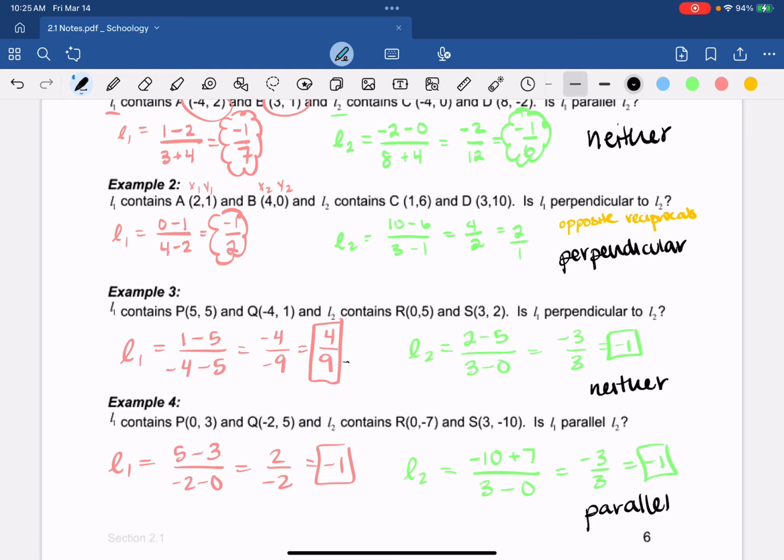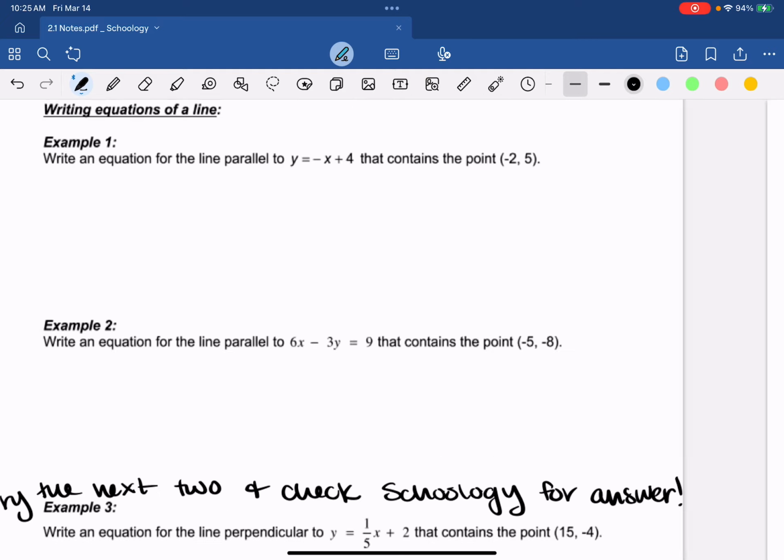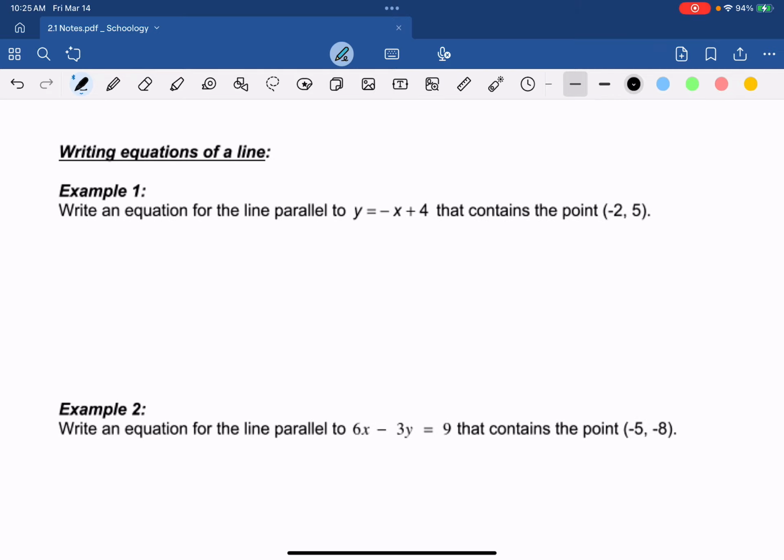All right, let's look at our next page here. Now, we're only going to do 2 of these examples on this page, but there's 4 total, so lots of practice for later. Look at example 1. It says, write an equation for a line parallel to y equals negative x plus 4 that contains the point negative 2, 5. Okay, so at this point, we're really going to combine everything we've talked about so far.